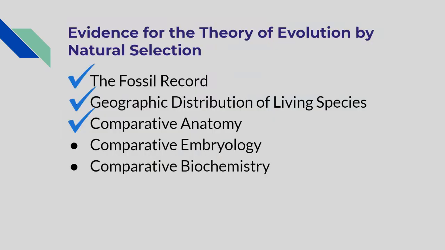All right, that covers both geographic distribution of species and comparative anatomy as some evidence for the theory of evolution.